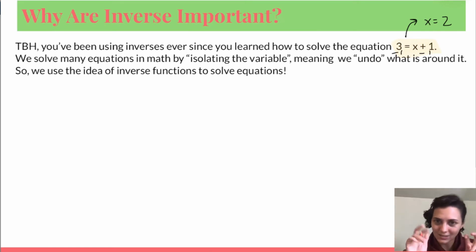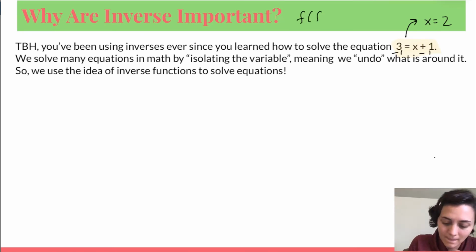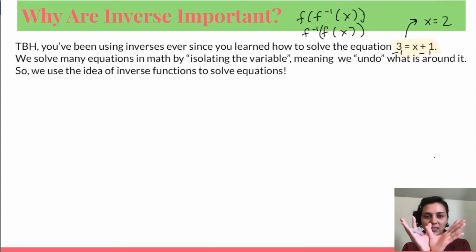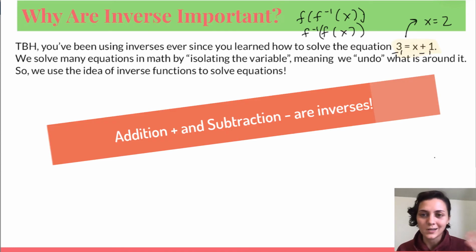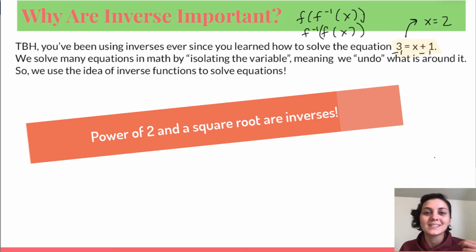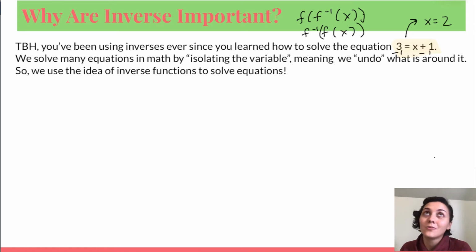So remember that cancellation equation? This is a cancellation equation, meaning if you put a function and its inverse together, they cancel each other out. So what this is telling me is that addition and subtraction are inverses. They cancel each other. Multiplication and division, they're inverses. They cancel each other. A square and a square root are inverses. They cancel each other. So you've been using inverses this whole time. Amazing, huh?